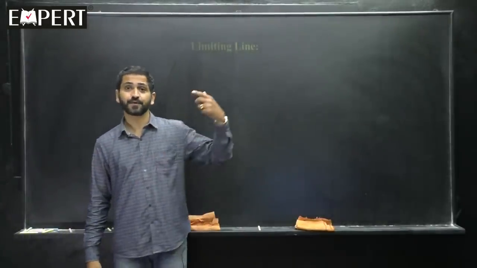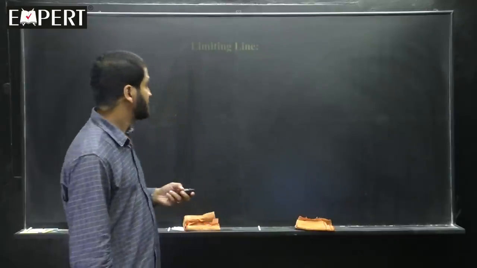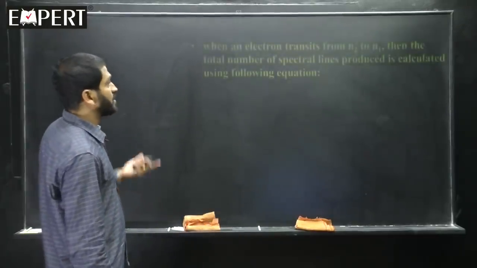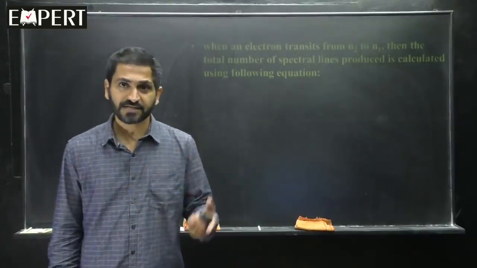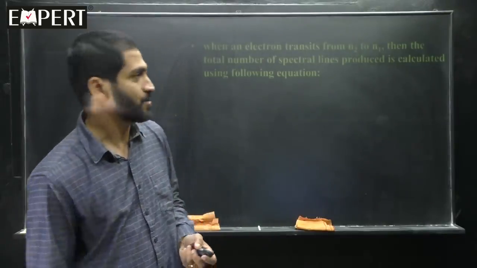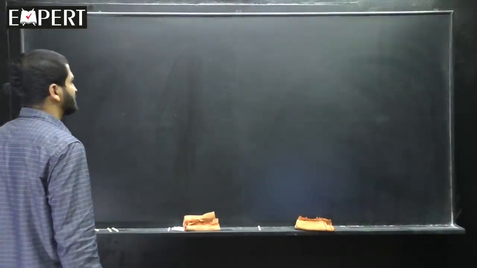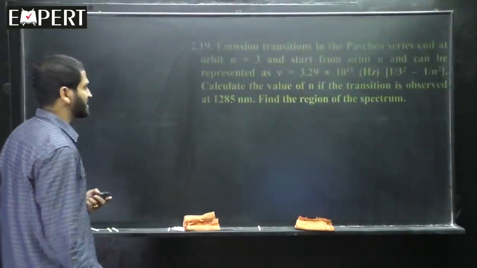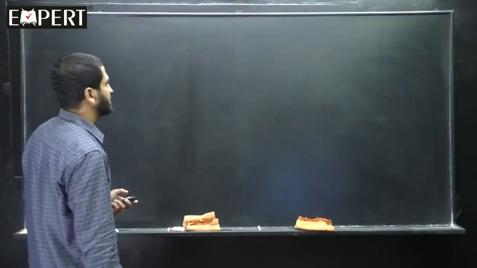Any line that is coming from infinity to any of the lower energy levels, you call it the limiting line, correct? Then how to calculate the number of transitions: (N2 minus N1) into (N2 minus N1 plus 1) divided by 2. That we also discussed. Then we discuss the numerical. I forgot to discuss one numerical, 2.23, which we will discuss in today's session.